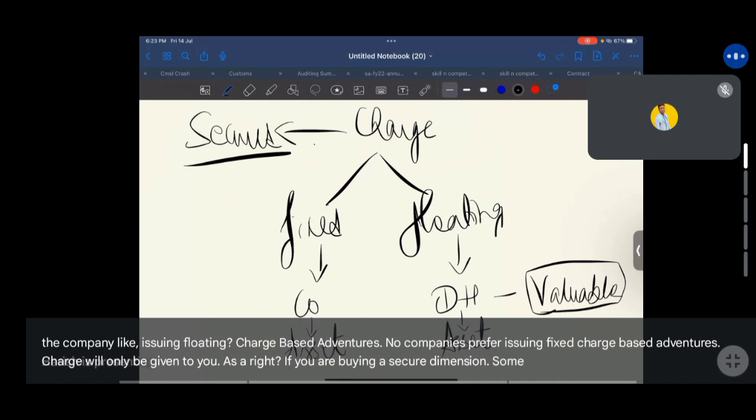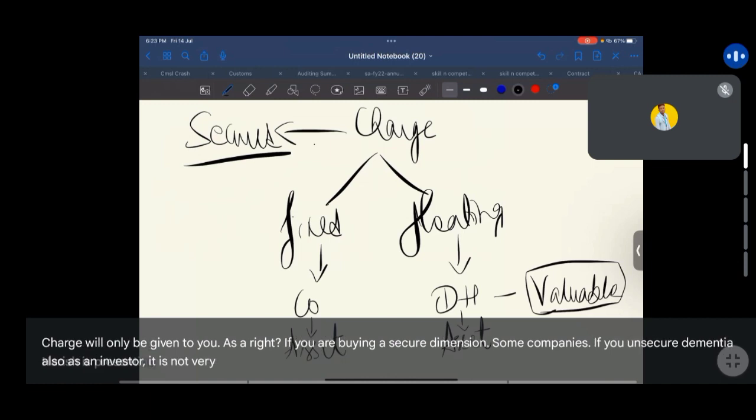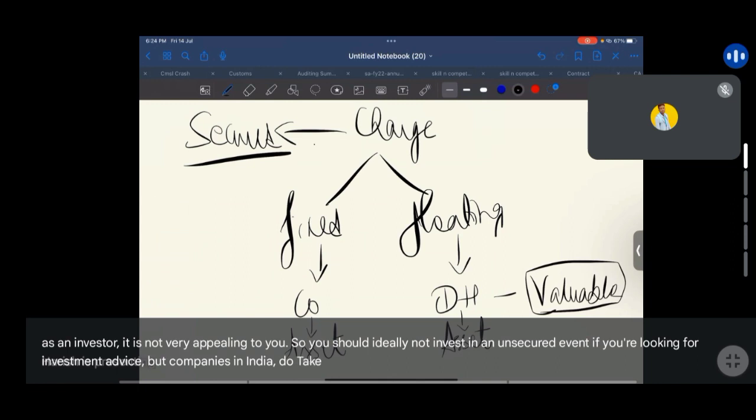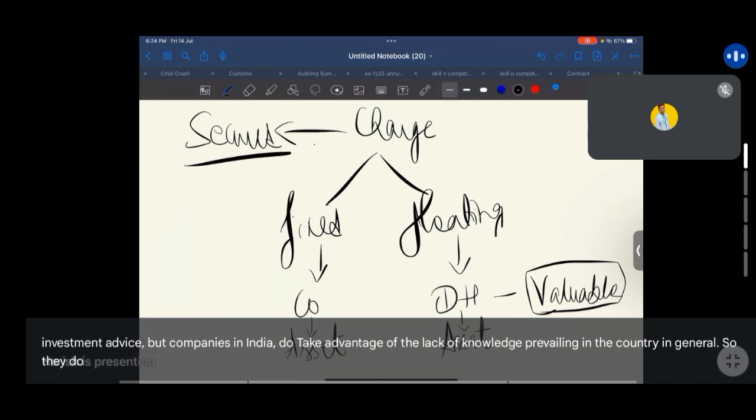Some companies issue unsecured debentures also. As an investor, it is not very appealing to you. So you should ideally not invest in an unsecured debenture if you're looking for investment advice. But companies in India do take advantage of the lack of knowledge prevalent in the country in general. So they do sometimes end up issuing unsecured debentures also.